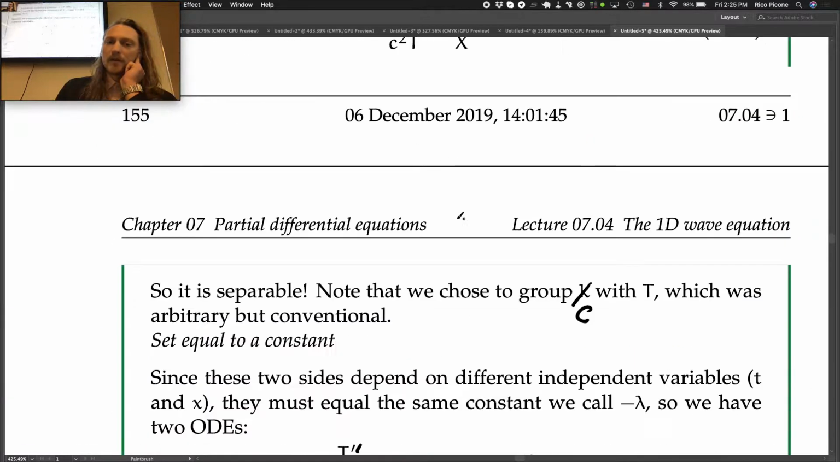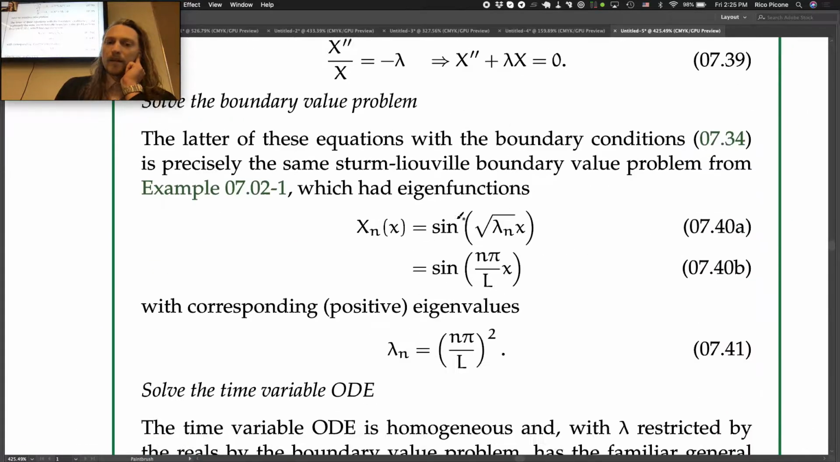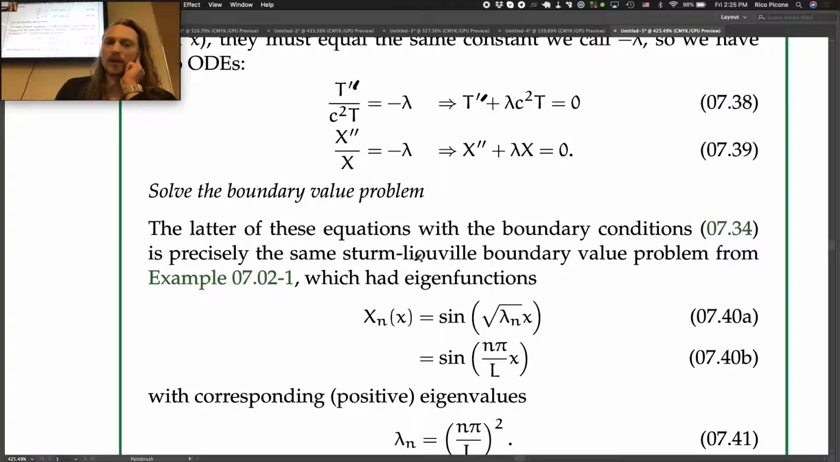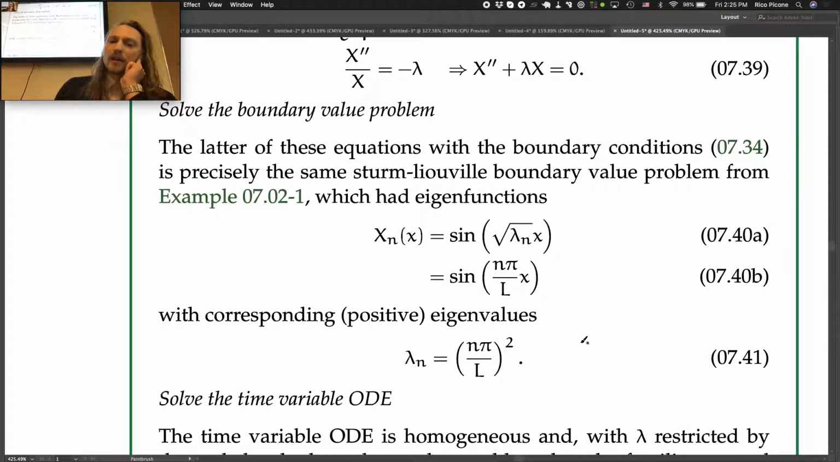the Dirichlet boundary conditions, is precisely the same Sturm-Liouville boundary value problem from example 7.2-1, which had eigenfunctions given here and eigenvalues given here. So it's a boundary value problem that shows up in a lot of problems, okay? Wave equation and the heat equation. It shows up if you do a membrane as well, okay?